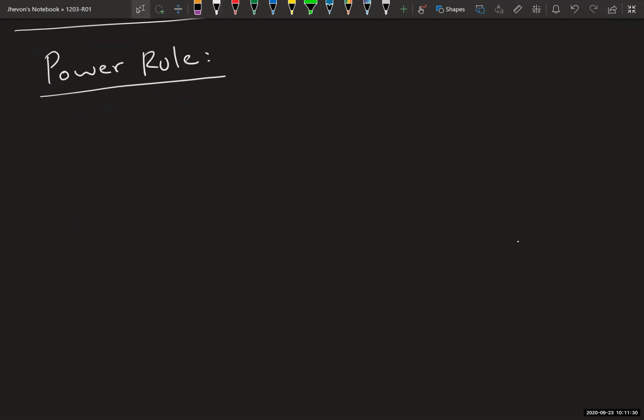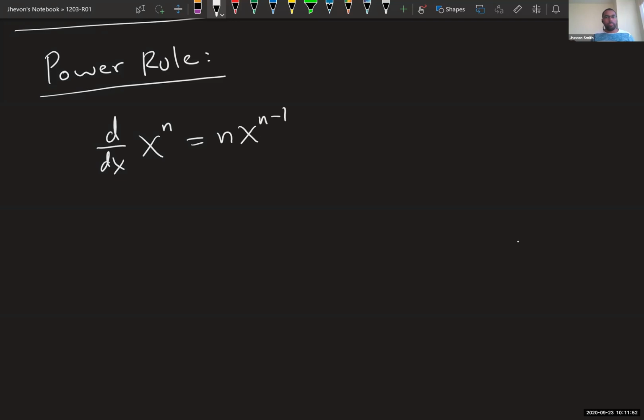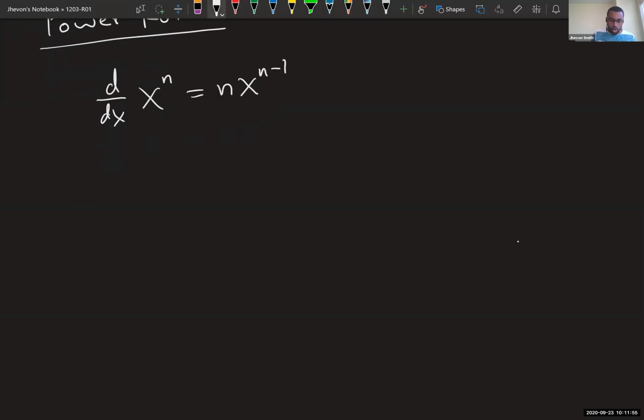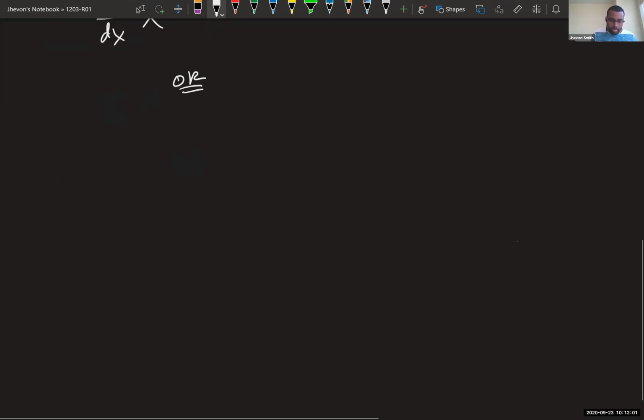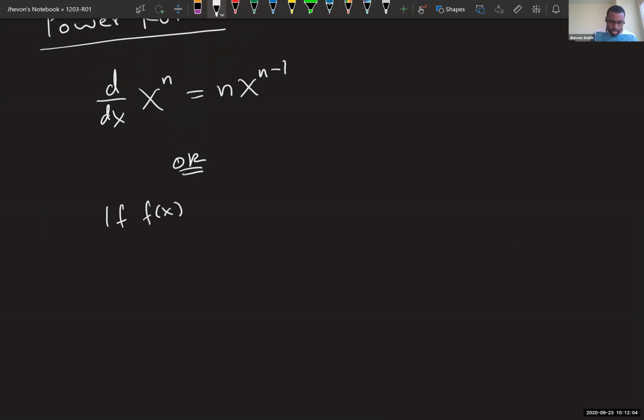If you want to say f prime, you'd have to first define f. So the power rule, I'd say something like d dx of x to the n. That basically says if I want to take the derivative of something that looks like x to the n, then it would give me n x to the n minus 1. So that's one way to write the power rule. Or if you want to use f prime, it'll take 2 lines to write it down. You would say if f of x equals x to the n, then f prime of x equals n x to the n minus 1. Okay.